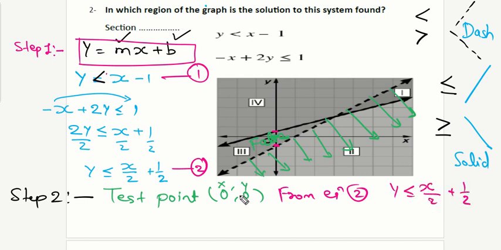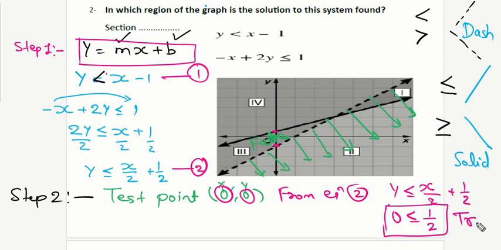Right? Y is 0, x is 0. I told you the test point is 0 comma 0. That's what I'm taking. When you take a test point, take it for both the equations, not like here you take something else and then something else. So that is 0 plus 1 over 2, which is 1 over 2, or you can write 0.5. So 0 less than 1 over 2. Is this true or false?